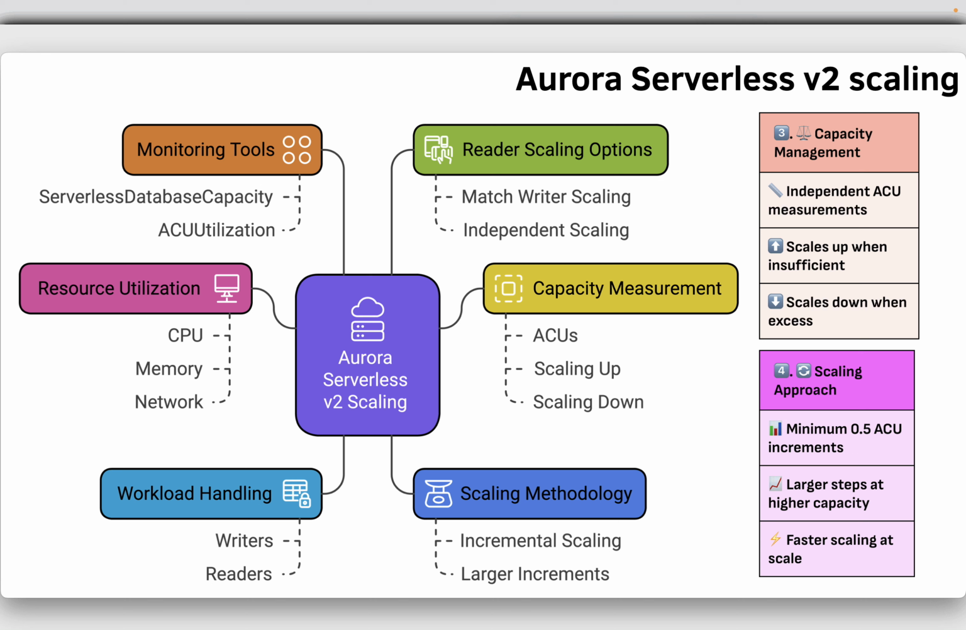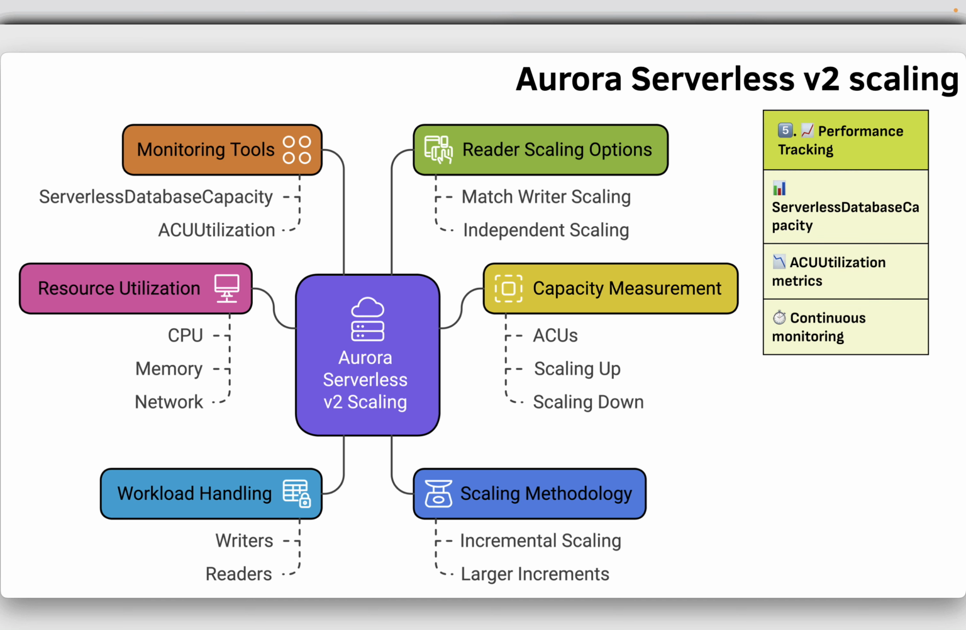Unlike Aurora Serverless V1's doubling approach, this is the previous version, so it's no longer much in use. That's why this lecture is specifically for V2, which is the current version and what most clients will use. V2 scales incrementally. At minimum, it starts with 0.5 ACUs, with larger increments at higher capacities for faster scaling. Monitoring is done through CloudWatch metrics like serverless database capacity and ACU utilization rather than discrete scaling events.